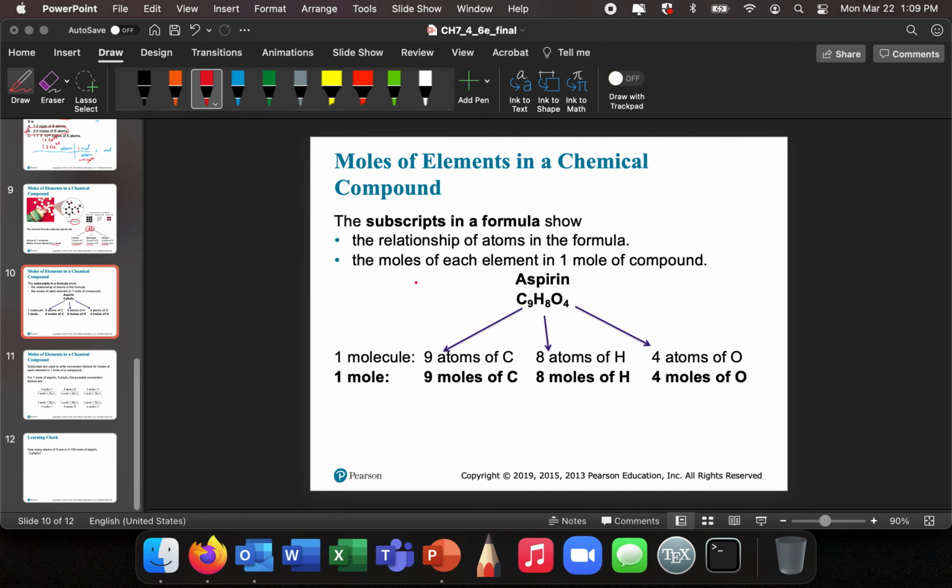And we've seen this kind of language before. The subscript 9 means 9 parts per one part of aspirin. So if the part is a molecule, it's atoms. If it's a mole, it's a mole. It's 9 to 1, 8 to 1, 4 to 1, and so on.